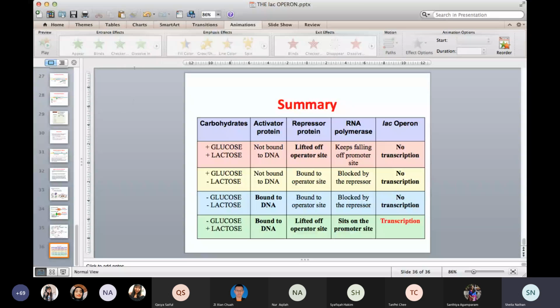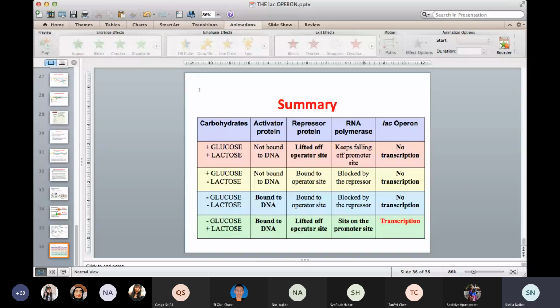So if these are the situations, you should be able to tell whether the Lac Operon is going to be transcribed or not. We already saw from the beginning slides that transcription will only take place at high levels when glucose is definitely absent and lactose is present. So we saw this part. Your job now is to make sure you can explain why.